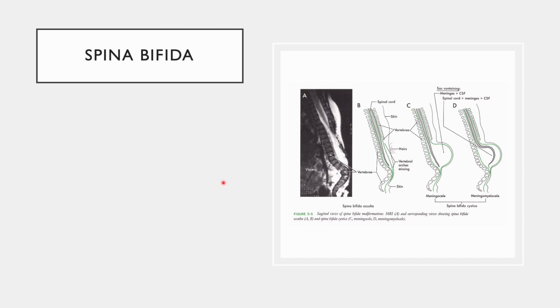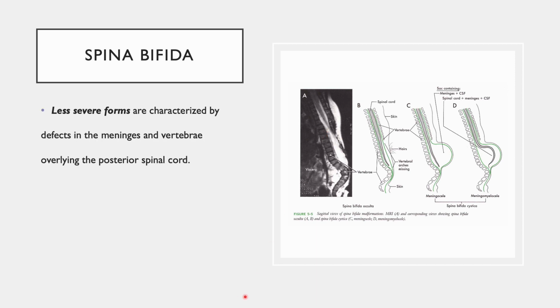Interestingly, the word bifida comes from the Latin word meaning cleft in 2 parts. So there can be severe or less severe cases of spina bifida. Less severe forms are characterized by these defects in the meninges. As you can see here, there are vertebral arches missing, overlying this posterior area of the spinal cord.